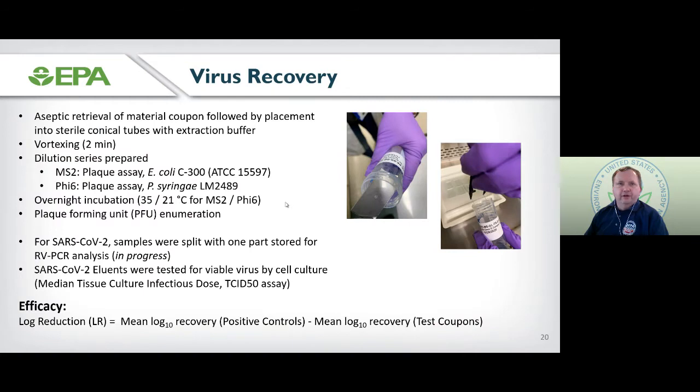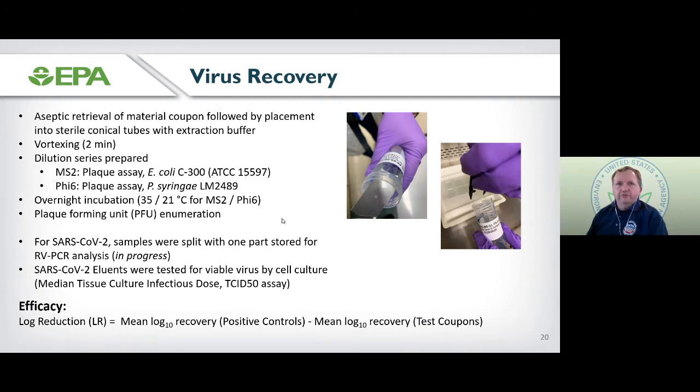The last thing to point out is how we recovered the viruses. Without going into extreme detail, we would expose the coupons to the UVC light, at least the test coupons, and then extract them by placing them into conical tubes. They were vortexed, and then using common microbiology and virology approaches, were diluted and serial dilutions were prepared in various plaque assays according to the specific virus or bacteriophage that we are looking at. After overnight incubation, PFUs were enumerated, and that gives you the results for the MS2 and the 5/6.